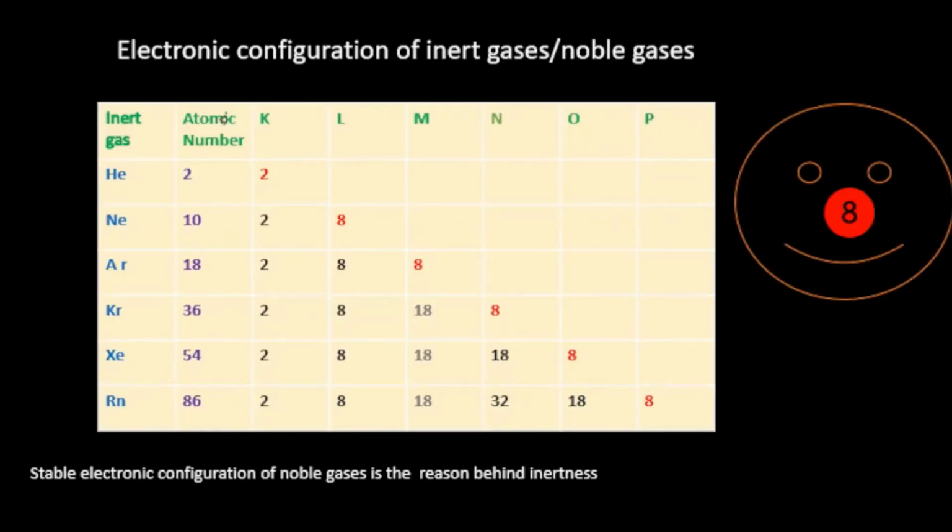To find out the answer, let us have a look at the electronic configuration of inert gases or noble gases. These are the inert gases: helium, neon, argon, krypton, xenon and radon. These are their atomic numbers, and these are their electronic configuration. If we closely look at the electronic configuration, we can see 8 electrons in their valence shell.